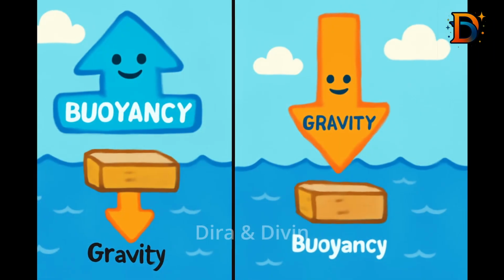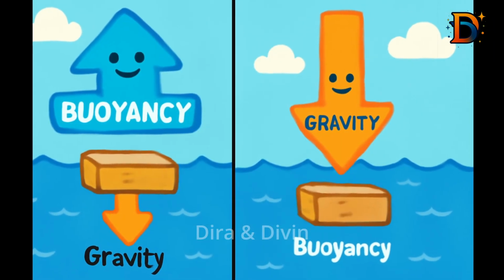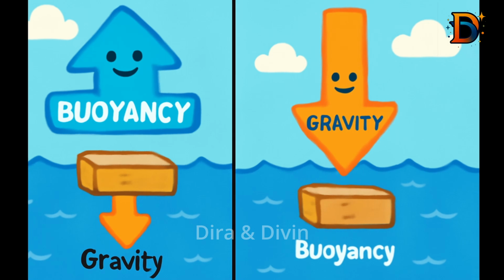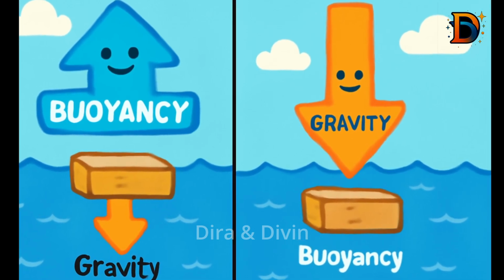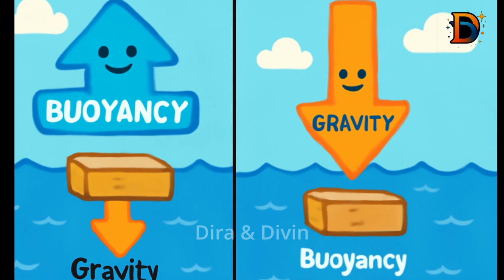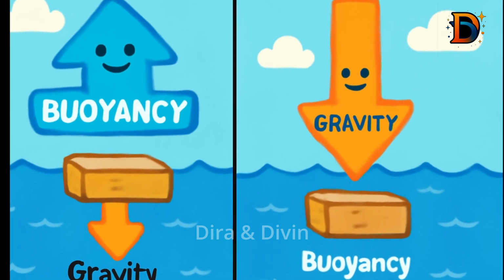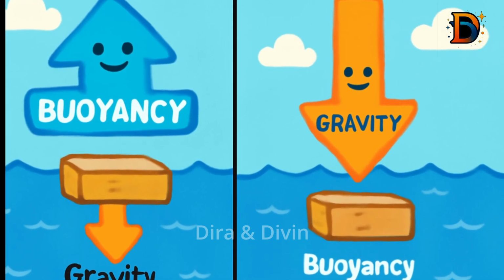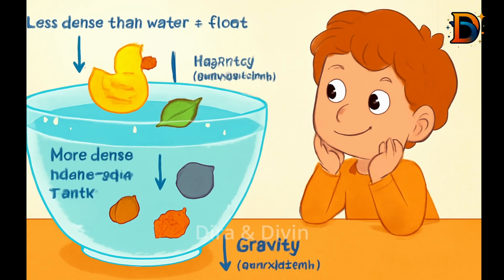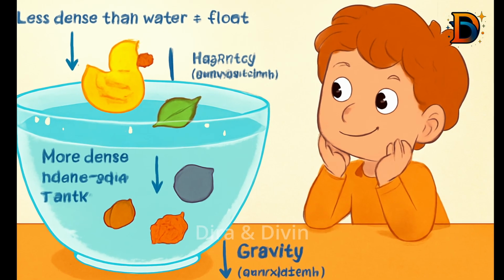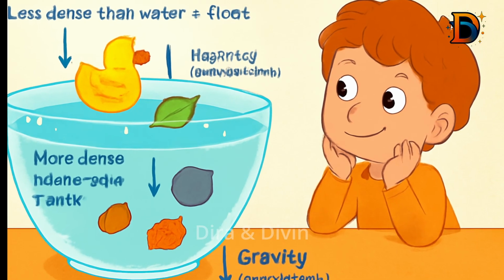To enhance the educational aspect, gentle arrows or simple labels can illustrate the push-up force from the water, that is buoyancy, and the pull-down force from gravity, helping kids visually grasp why some things float and others sink. Quick summary: things float or sink depending on how heavy, that is dense, they are compared to what they are in.